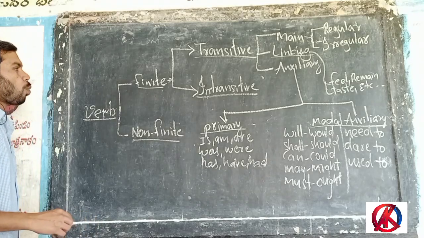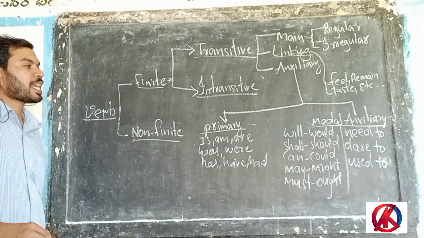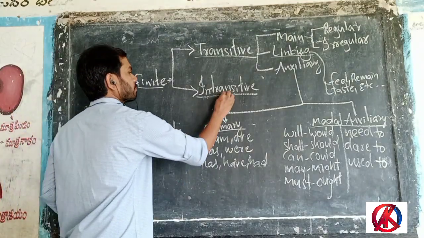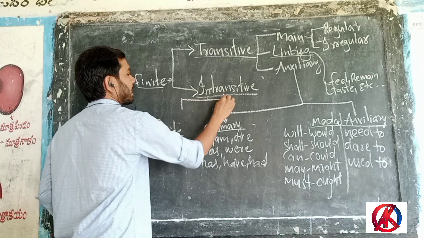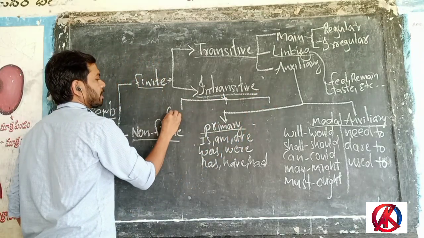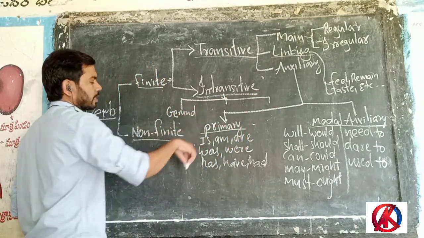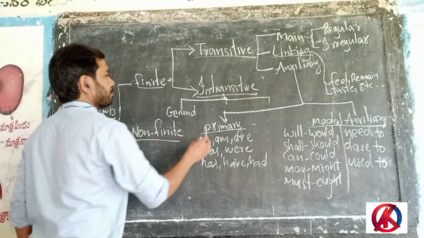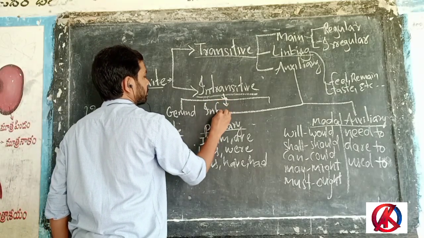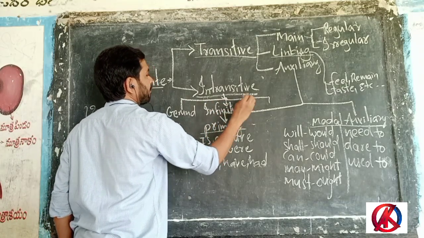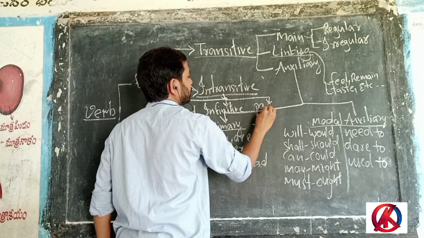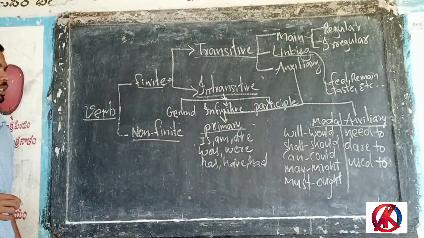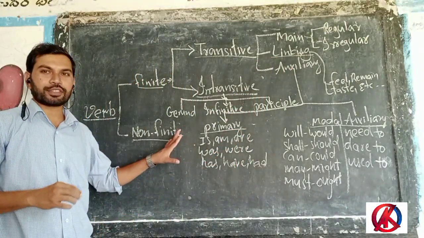Now we will come back. What is intransitive verb? As I said, intransitive verb acts as. Now we have three types. They are gerund, infinitive, and participle. Okay, this is the structure of the verb.